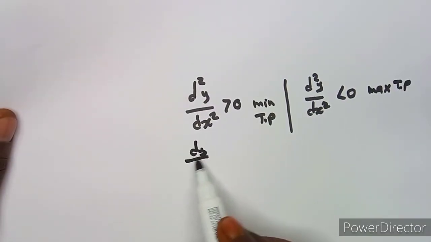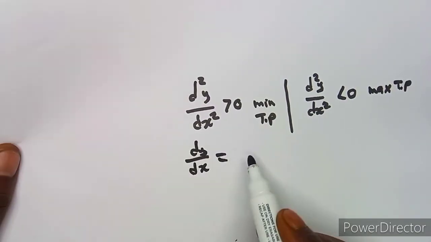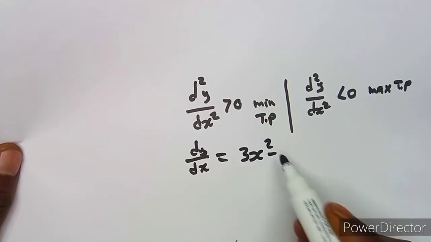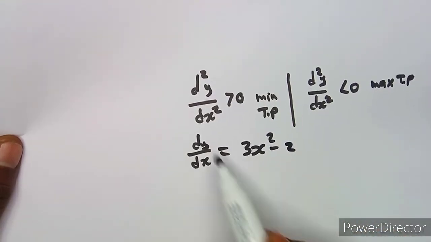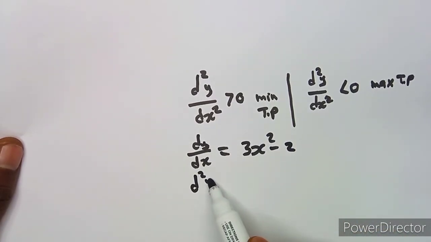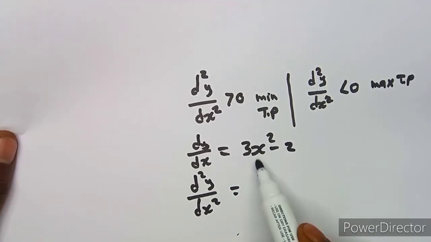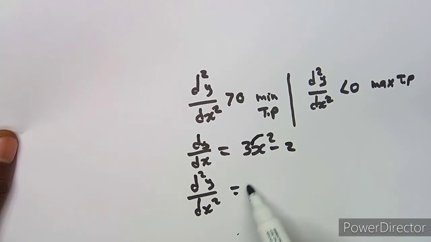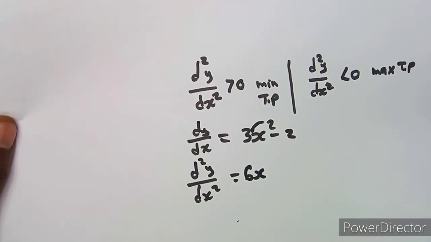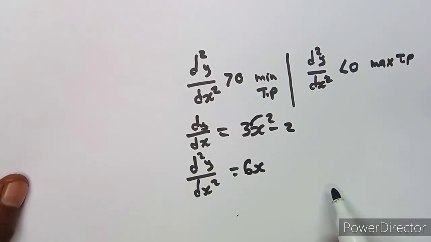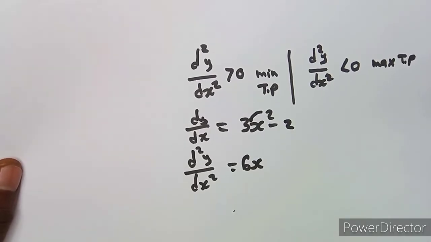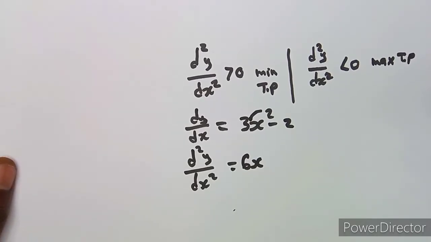Our dy/dx was equivalent to 3x squared minus 2. So the second derivative is just a continuation, which means we have to differentiate this again, which is going to give us 6x plus 0, which is a 0 there. So this is your second derivative, guys.